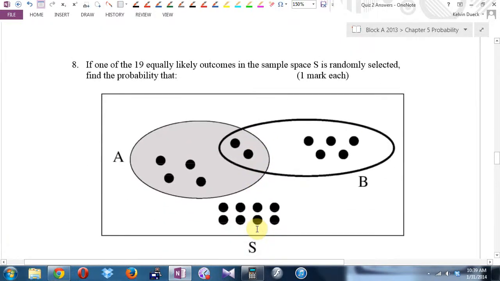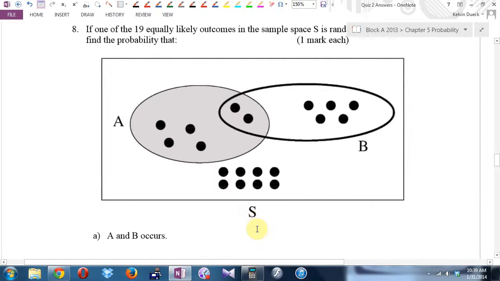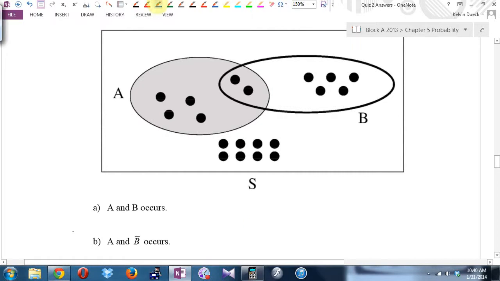Next page. If one of the 19 equally likely outcomes in the sample space S is randomly selected, Venn diagram questions. Okay. A and B occurs. What's the answer? Right? That's A and B as a picture. 2 out of 19, 1 mark. A and not B occurs. So A occurs, but B does not occur. Which of those is inside A but not inside B? 4 out of 19.